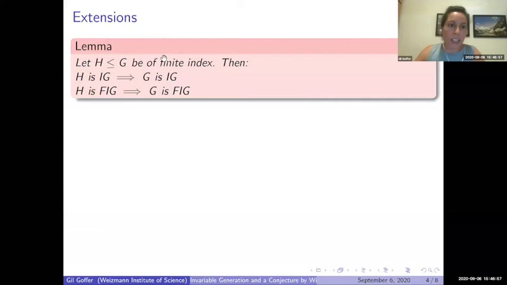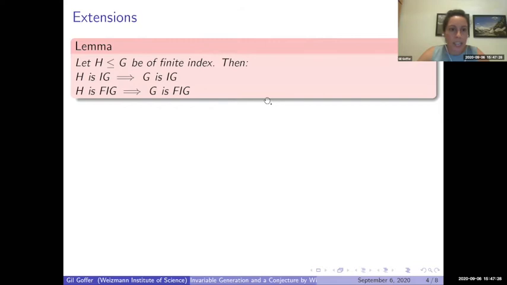And actually something slightly stronger holds. So that's what's written here. If H is a finite index subgroup, so you see it doesn't even need to be normal, it is just any finite index subgroup, then if H is IG, then the ambient group G must also be IG. And if H is FIG, then G must also be FIG.